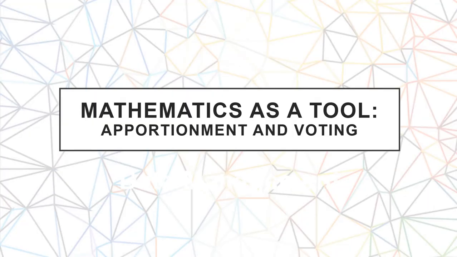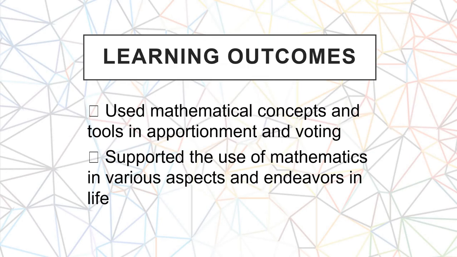Apportionment in voting is the last unit for our course, Mathematics in the Modern World. So these are the learning outcomes. Use mathematical concepts and tools in apportionment in voting. Support the use of mathematics in various aspects and endeavors in life.